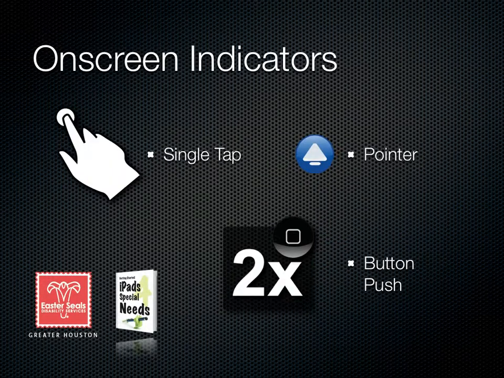We're going to use 3 different types of visual indicators. We'll use a hand every time I tap. Every time I hit a button on the outside of the device, we'll give you an icon, and we'll use arrows to help point out key information on screen.